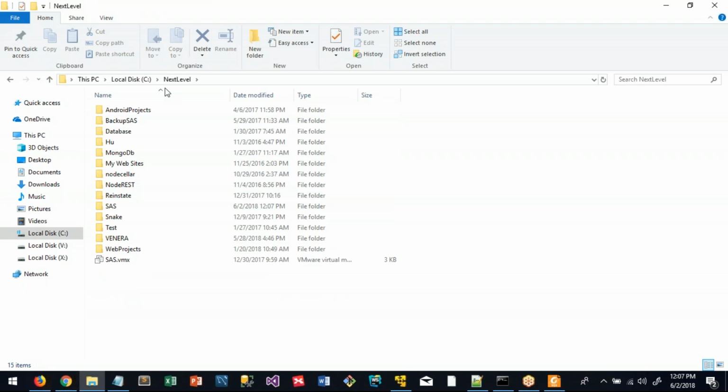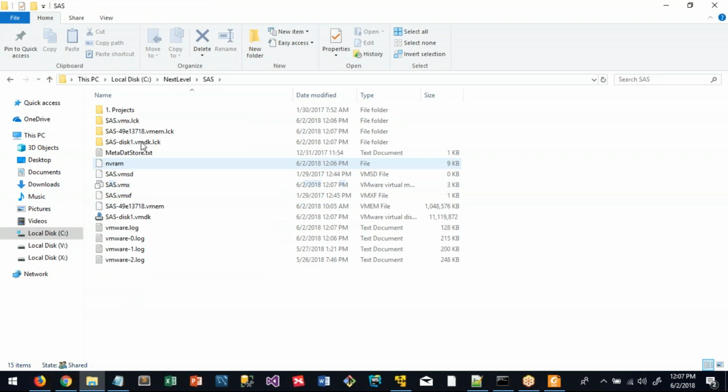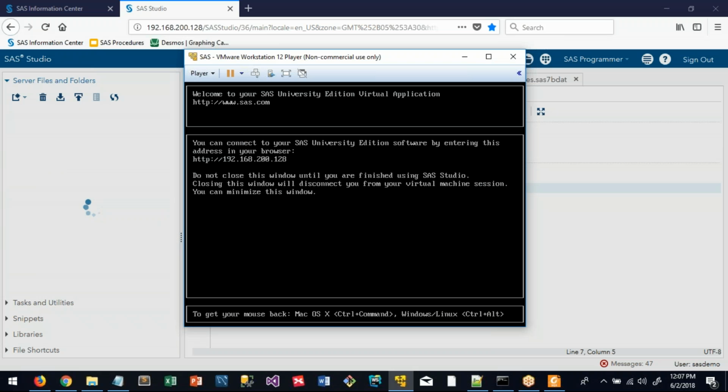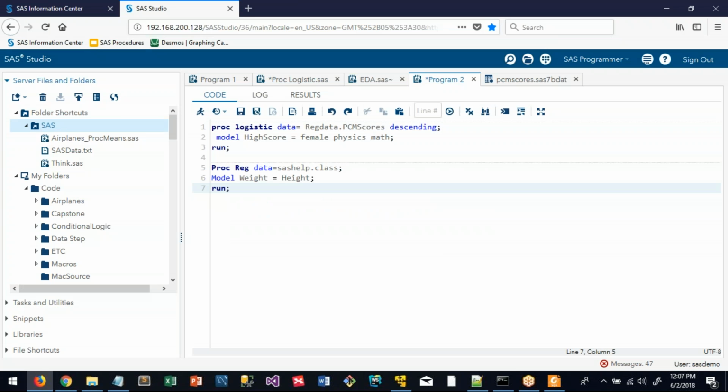In this case, C drive, next level, and then you go to SAS. This is my project, the one which I mapped here. So put the CSV file in this folder, whichever you mapped there, C next level SAS, like the one which I mapped. You can have your own folder. You just need to put the CSV file here, and after that, you would notice that the file will now be available to you in this specific folder here, under these folder shortcuts. That CSV file will be available to you here.